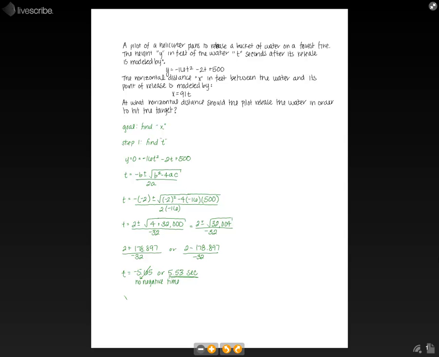So now we can say x equals 91t, and we can plug in 5.53, so that's 91 times 5.53. Alright, so x is equal to 503.23 feet. And what that means is that the pilot needs to start releasing the water 503.23 feet away from his target in order to hit his target.